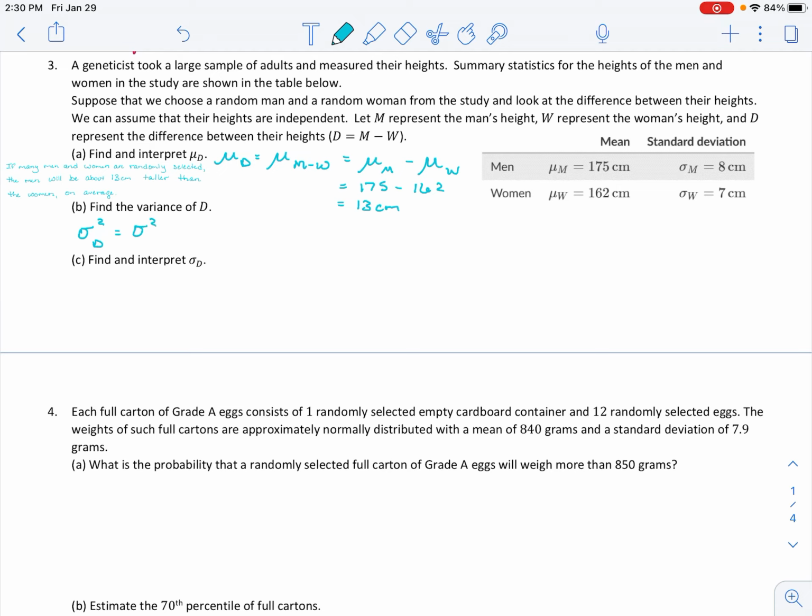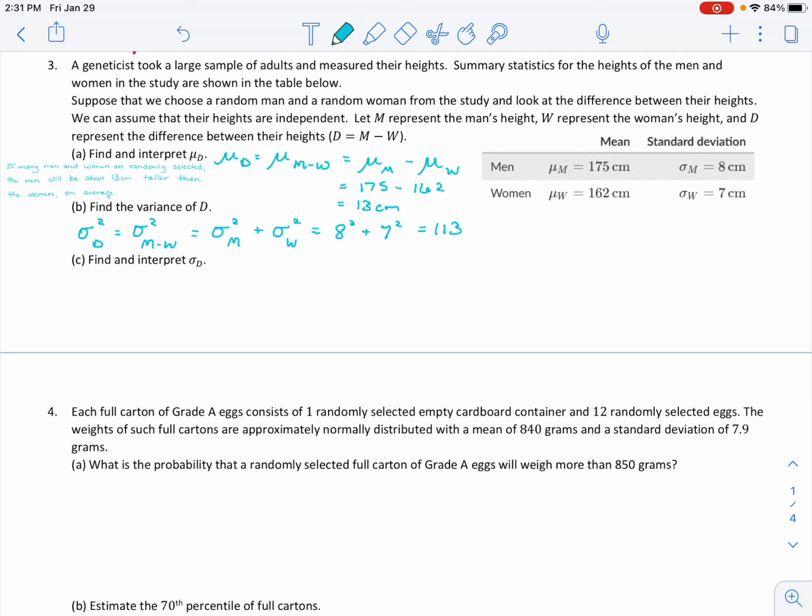Again, this is the variance of m minus w. You do not subtract your variances. Variances still get added. So it's counterintuitive, but you always add your variances when you are combining random variables, which means I'm going to take the men's variance and the women's variance, so the standard deviations squared, and add those up, and you should get 113.